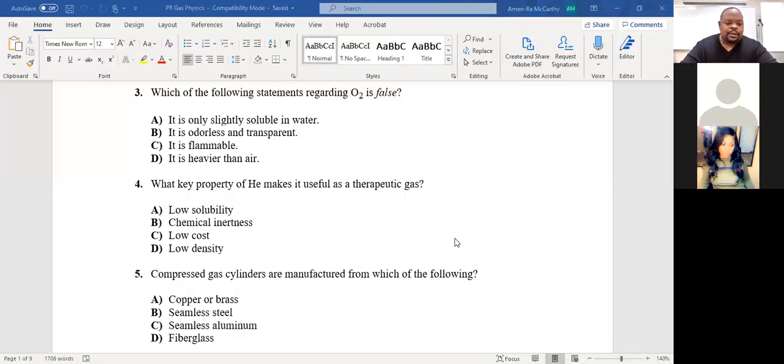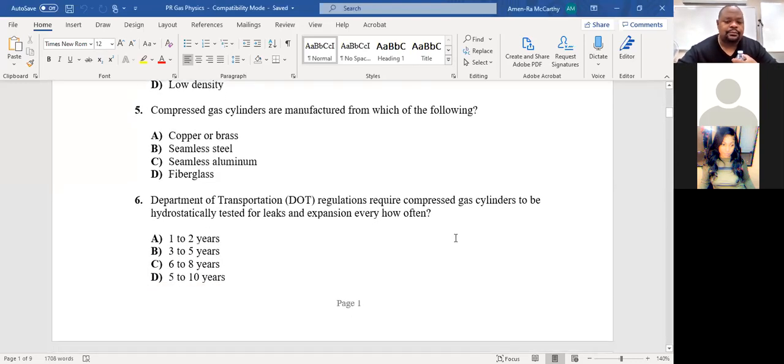So, Barbara, what we're doing is answering these questions. All right, number 5, Ms. Shepherd. Compressed gas cylinders are manufactured from which of the following? B and C. Yeah, B and C. Really, it's made out of steel, but these days they're using some of them out of aluminum, which makes them a lot lighter, right? You learned that in lab on Friday. Good. All right.